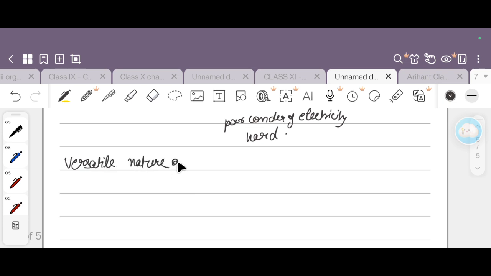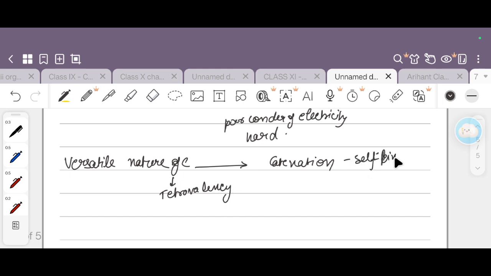So there are two reasons for this versatile nature of carbon. First is catenation, second is tetravalency. Catenation means self-linking power. Carbon can form bonds with other carbon very easily. Even it can form multiple bonds also.